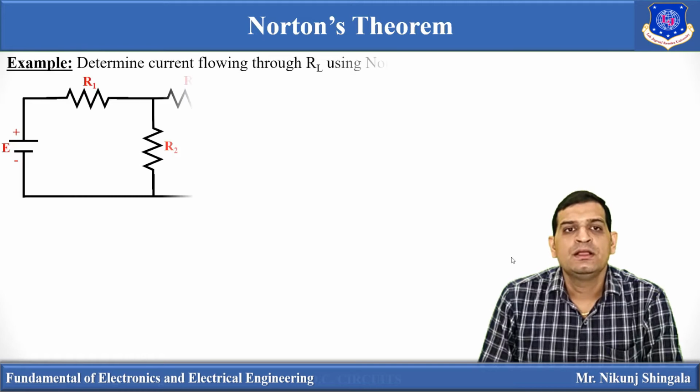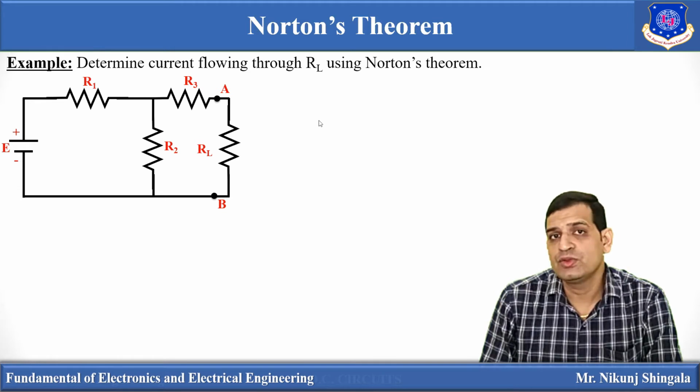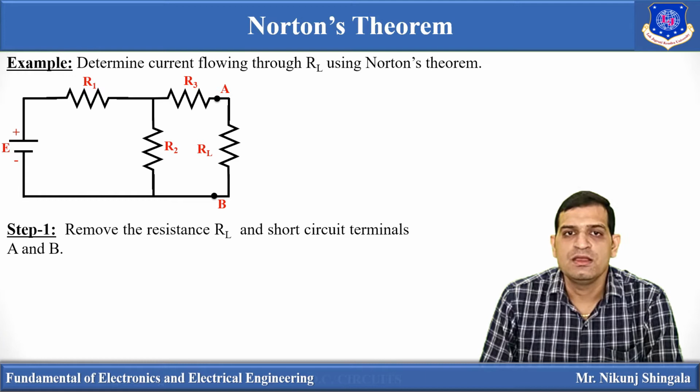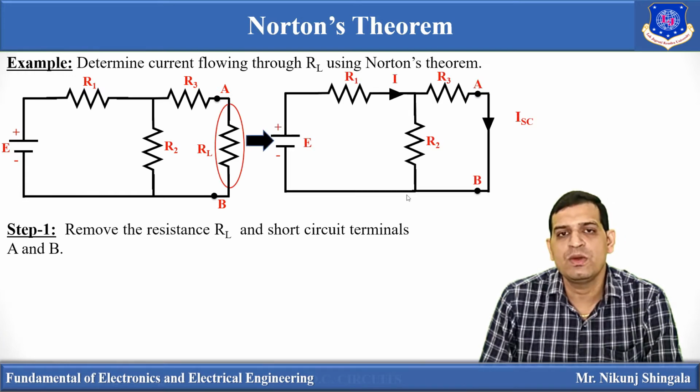Now to understand, I am taking one example. Suppose the network consists of three resistances R1, R2, R3 and one other resistance, that is RL. Now we have been asked to determine the current flowing through RL. What is the first step? In the first step we have to remove RL and short circuit the terminals AB. If we short circuit the terminals AB, the network will look like this. The remaining part of the network remains as it is, and the AB terminal is short circuited, and that short circuit current is denoted by ISC.